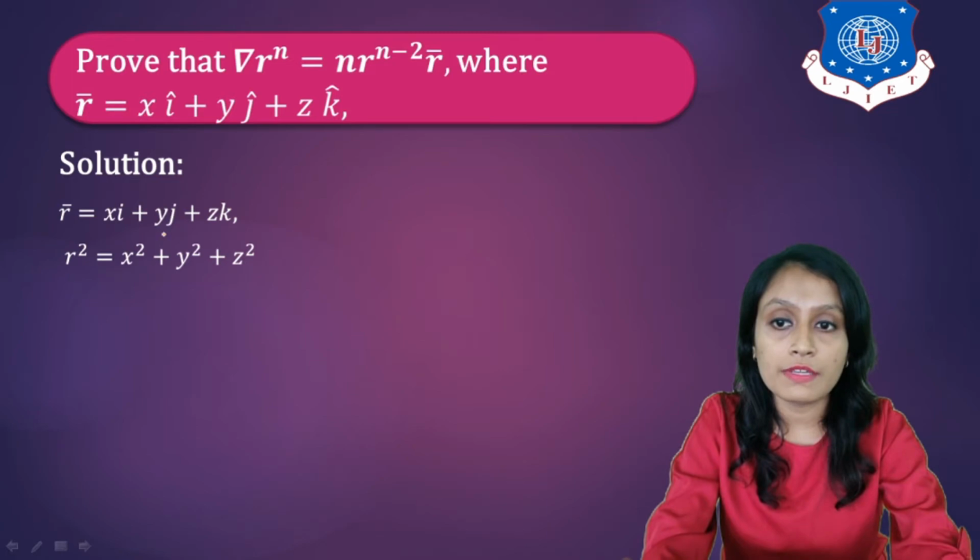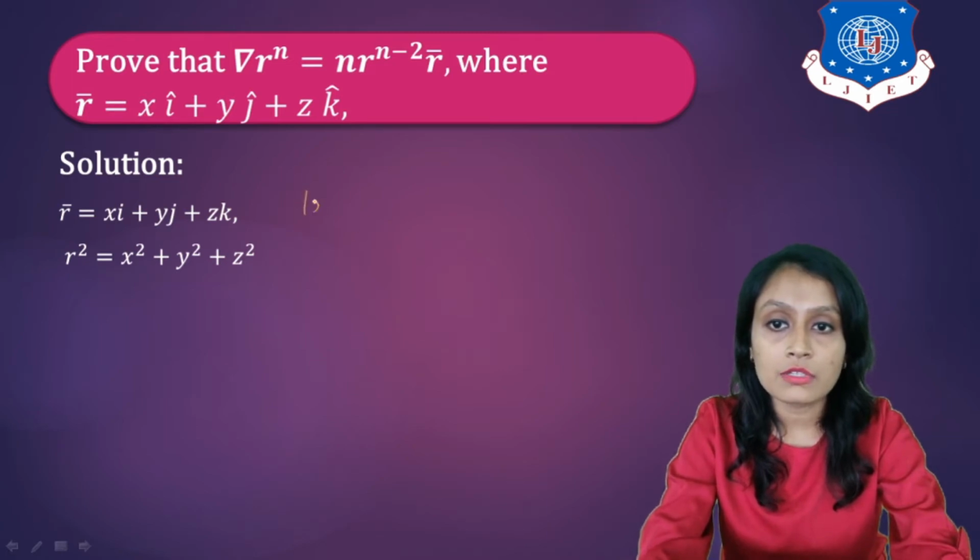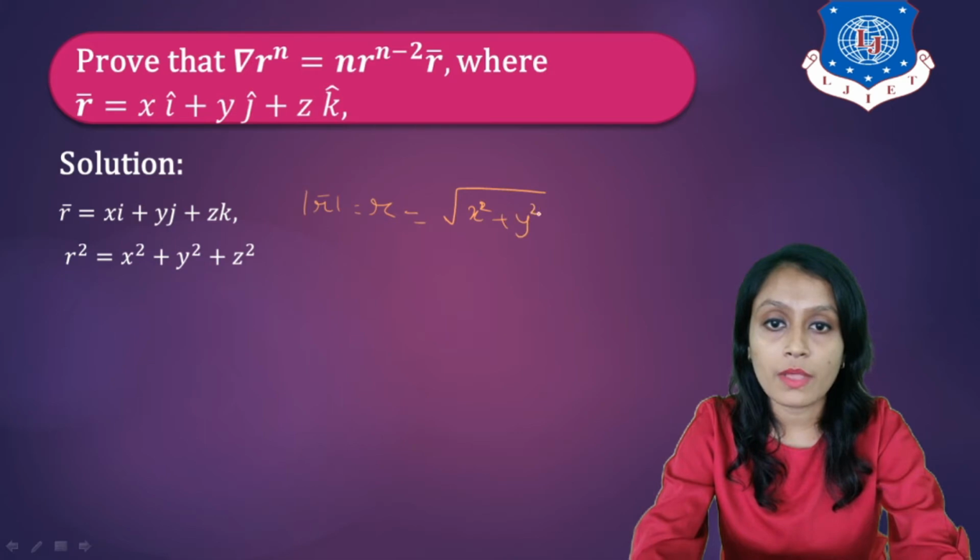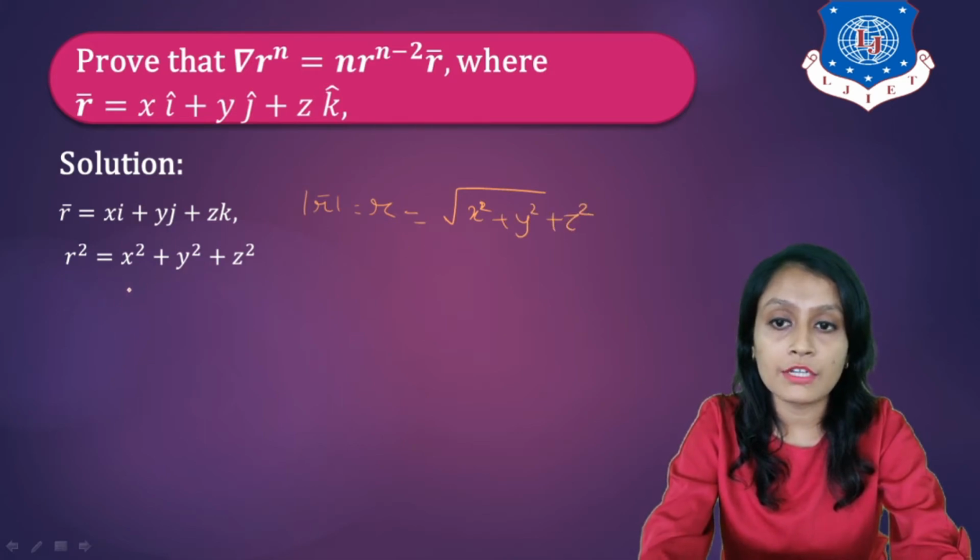Okay, so first we will find mod of r, right? So this we can write as r. So this is under root of x square plus y square plus z square. So from this you will get r square is equal to x square plus y square plus z square. Okay, now we will differentiate this partially with respect to x, y and z.